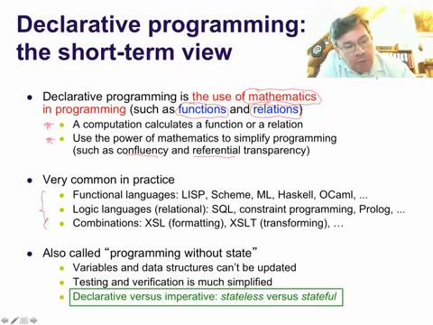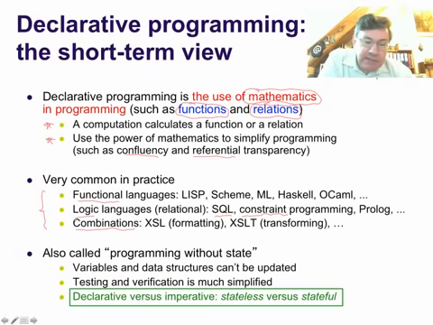So this is very common in practice. There are functional programming languages. There are logic languages. Functional languages such as Lisp, Scheme, ML, Haskell, OCaml. Logic languages such as SQL, constraint programming, Prolog, and so on. The most declarative in this sense, the most powerful use of mathematics in programming, is probably in SQL and in constraint programming nowadays. There are also combinations which are not usually seen as functions or logic, but they are, like XSL formatting or XSLT transforming documents using complicated conditions.